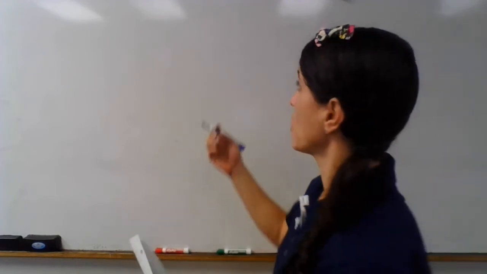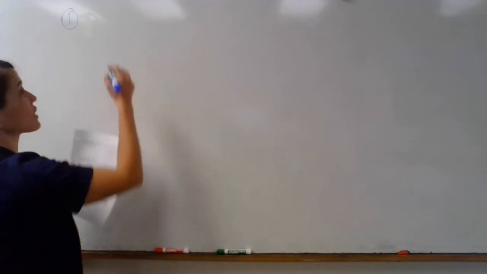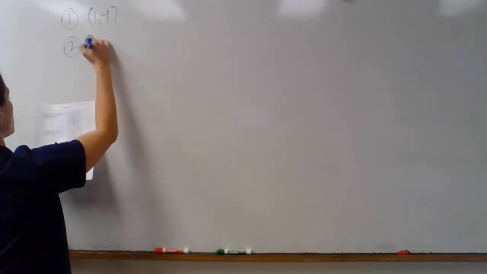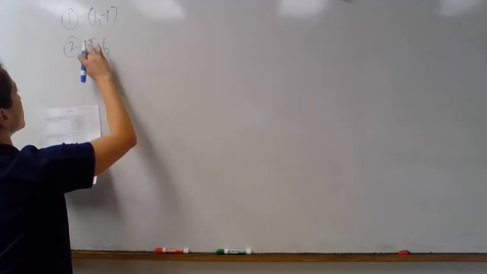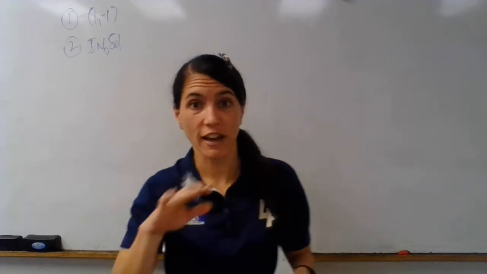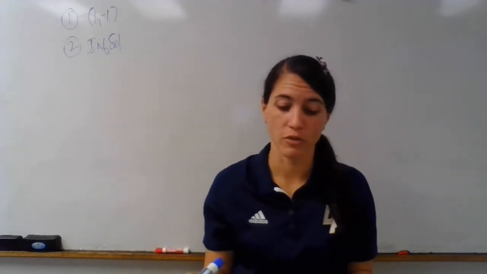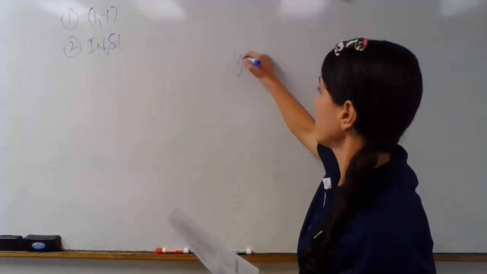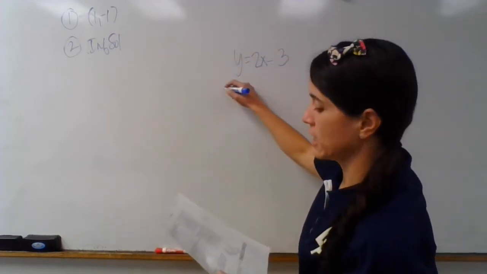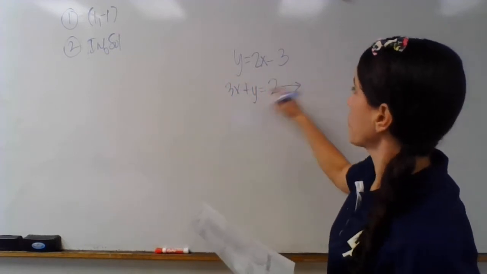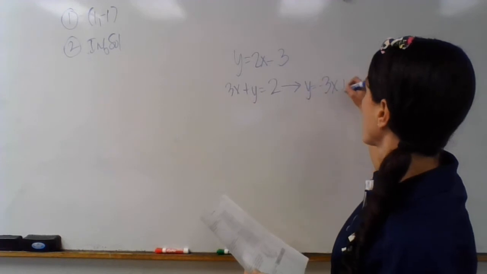The first one, number 1. Okay, I think you can see that. The answer is (1, -1). And number 2 is infinite solutions. So if you got those right, then you can kind of fast forward to the next one. I'm just going to show you 1 and 2 really quickly. So number 1, you have y = 2x - 3 and 3x + y = 2. You need to put this one in slope-intercept form.